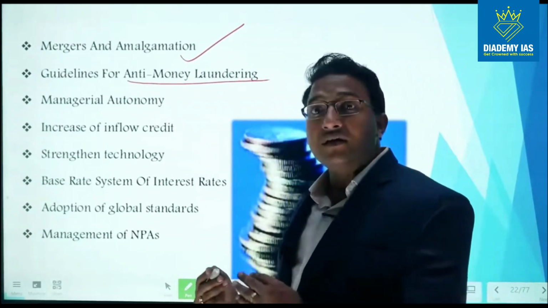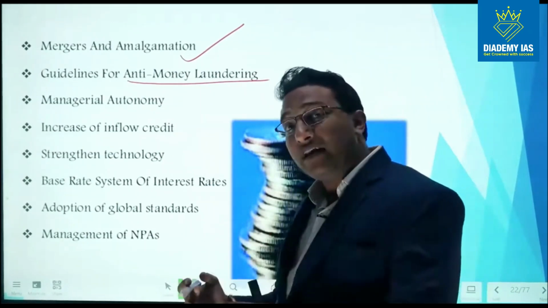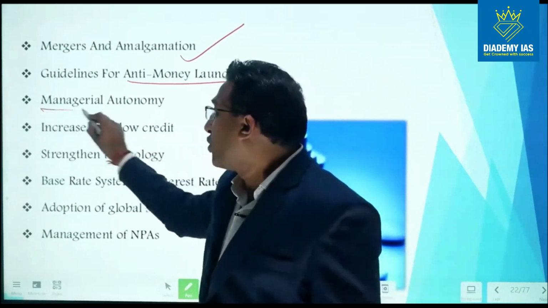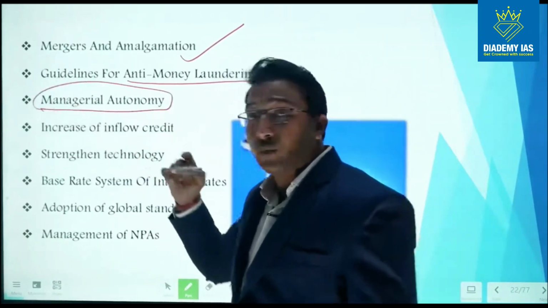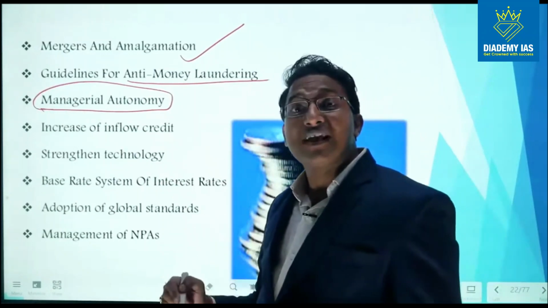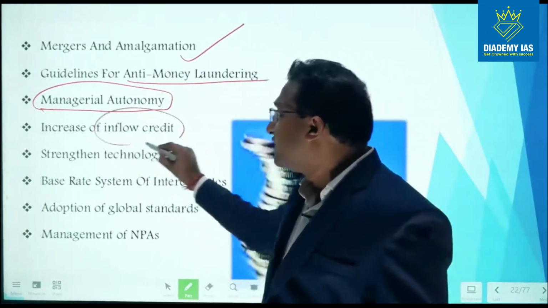So to avoid money laundering, to avoid the conversion of black money into white money, these anti-money laundering guidelines were issued. Managerial autonomy was there so that political interference can be minimized and commercial principles can be used in the management of the business. Increase of inflow credit.